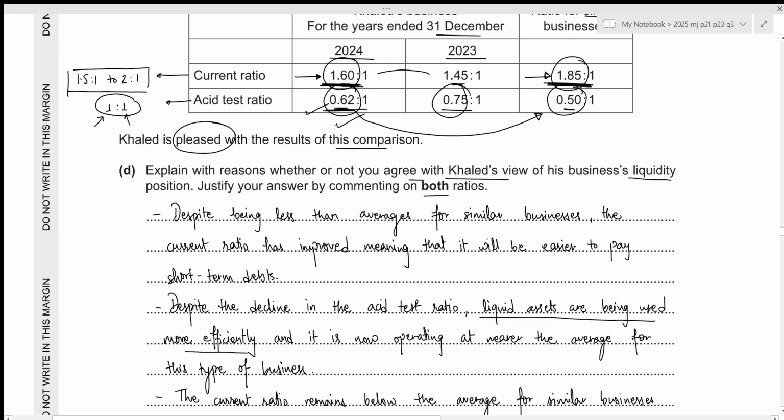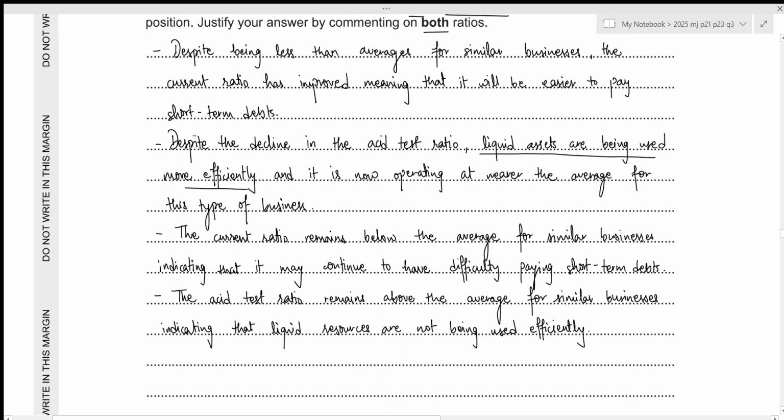As for the asset test ratio, in this case, we're talking about more liquid assets except for our inventory. And we have a value that is still higher than the industry average. And since the value is less than 1, we can still see that the liquid assets are being used more efficiently. And as compared to the values of our similar businesses, we're still doing better. So I'd have to agree with Khalid's view of his business's liquidity. Let's write it down.